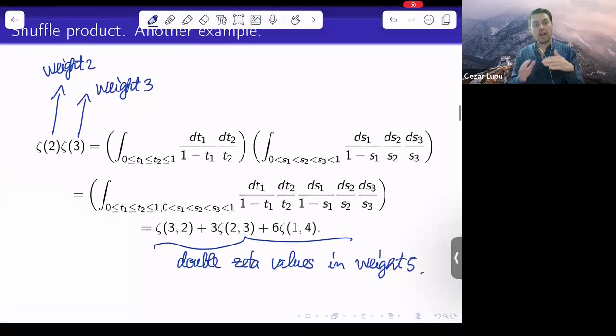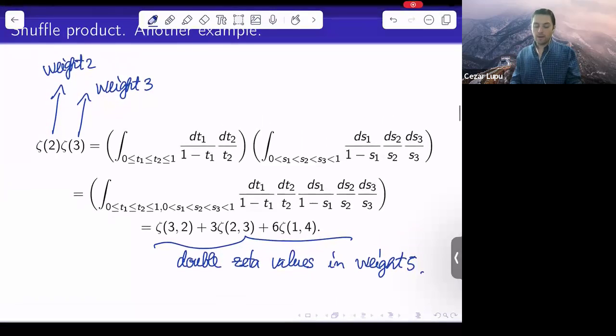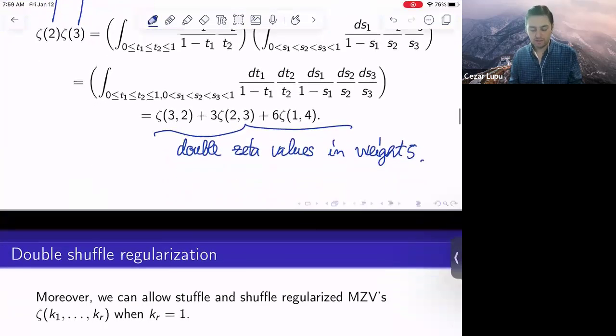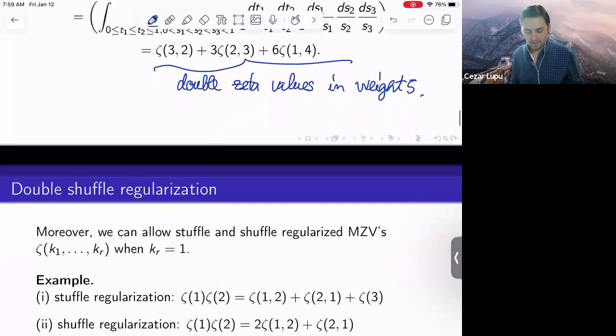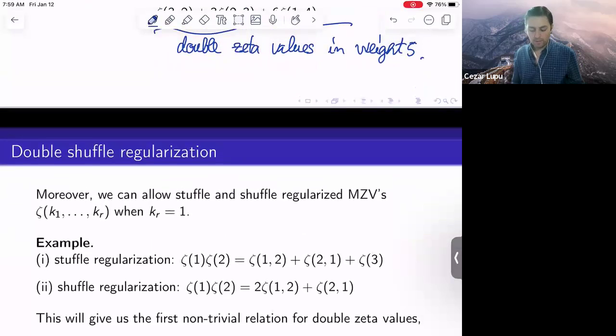Okay, so you see I introduced two relations now, the stuffle and the shuffle product, but also we can do something else. We can regularize. What physicists really like is that we can allow the stuffle and shuffle to be regularized. So in other words, remember, as I said at the beginning, that k_r has to be greater than or equal to 2. Well, let's see if we take k_r to be 1. So in other words, we have the divergent multiple zeta values, and we want to regularize these values. It's something that physicists like a lot. And guess what? We can do it.